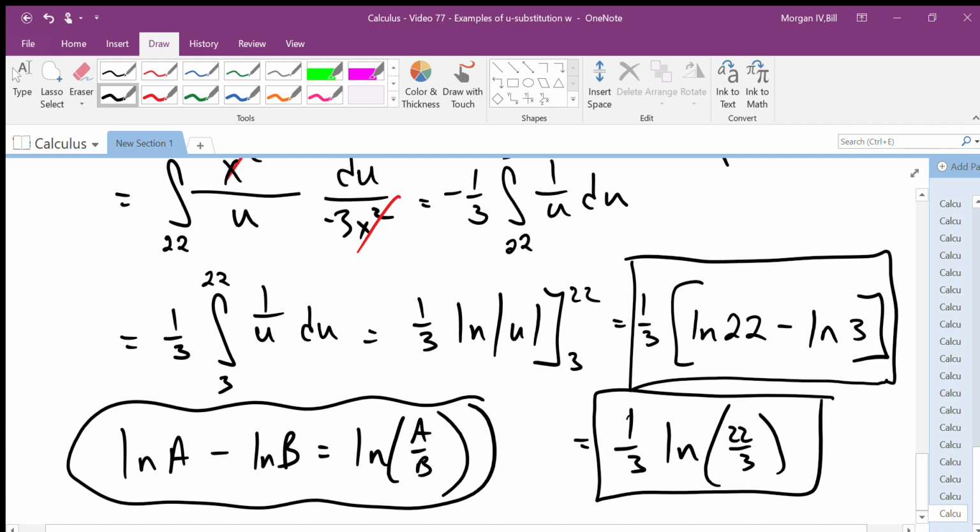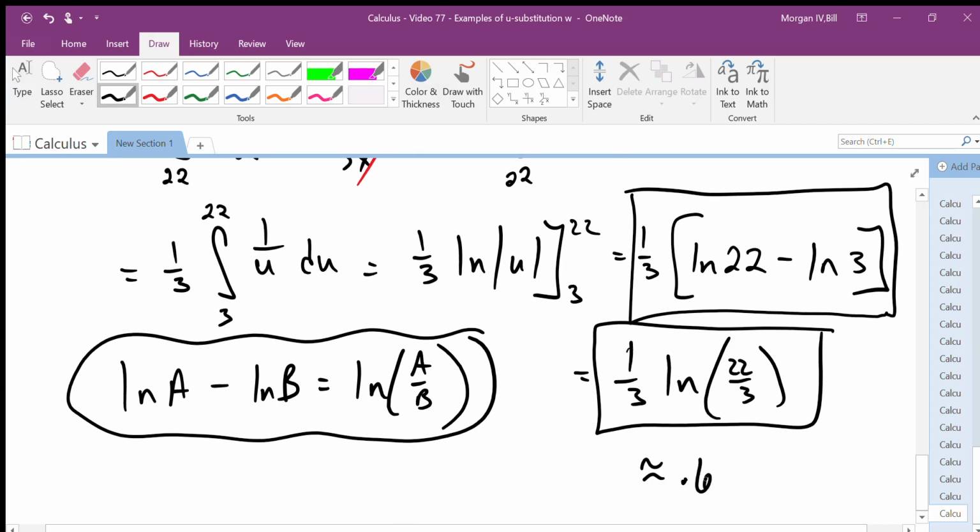Or we could get a decimal. We could do 1/3 times natural log of 22 minus natural log of 3, or 1/3 times the natural log of 22 over 3, about 0.664. Approximately 0.664 for a decimal answer there. Okay.